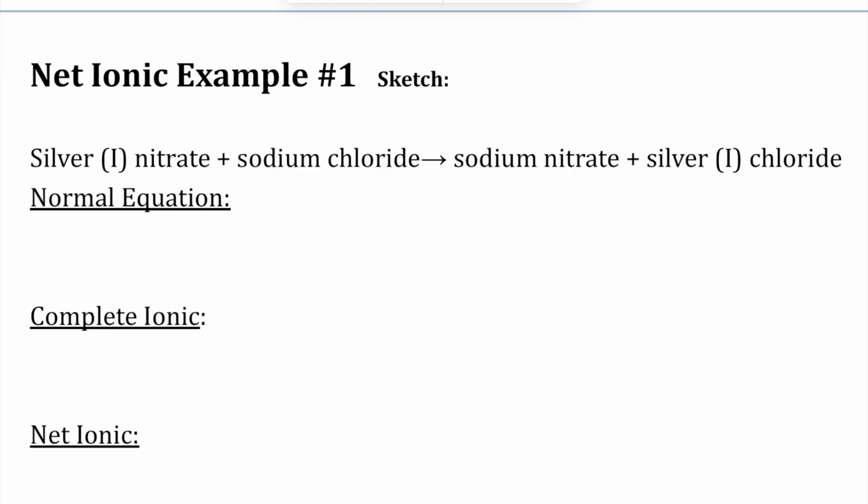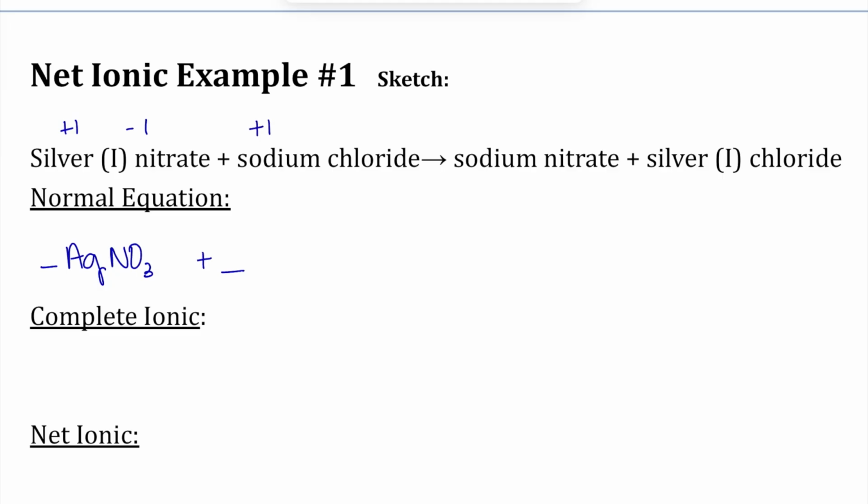So let's look at this first example of writing a net ionic equation. We've got our normal equation. We're going to write our complete ionic equation and our net ionic equation. We need to go through and write that equation using our charges, making sure we have all of those neutral compounds. I'm going to go through my silver 1 nitrate. Silver has a +1 charge, nitrate has a -1 charge, so I'm going to have AgNO3. I'm going to leave a little space because I'm going to have to predict that state of matter.